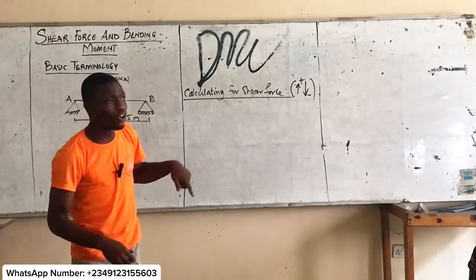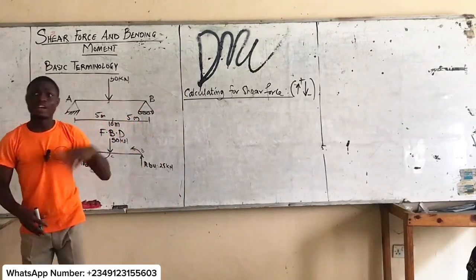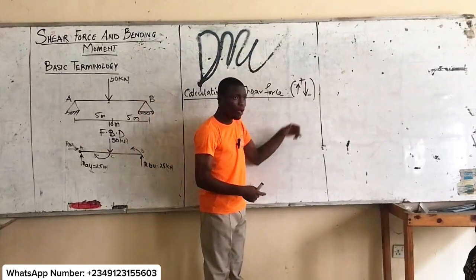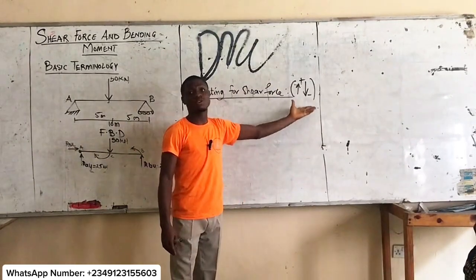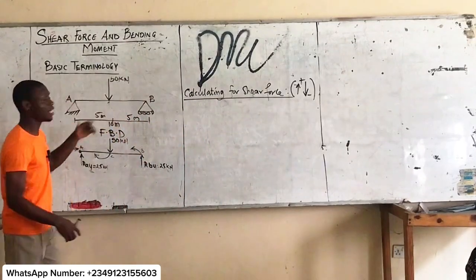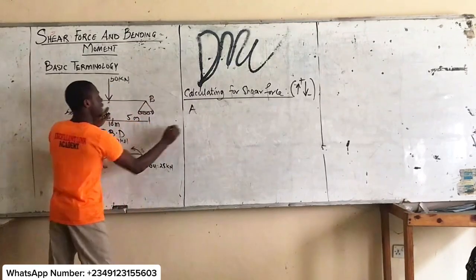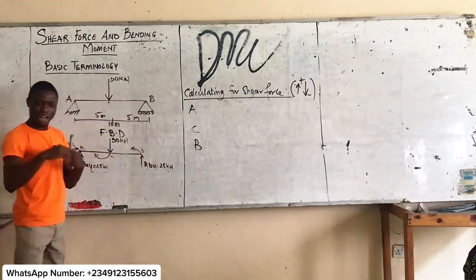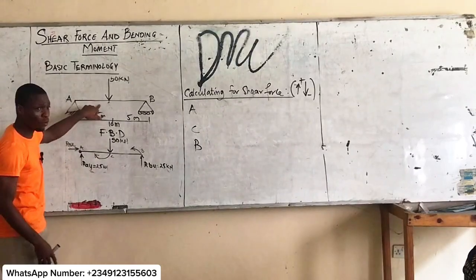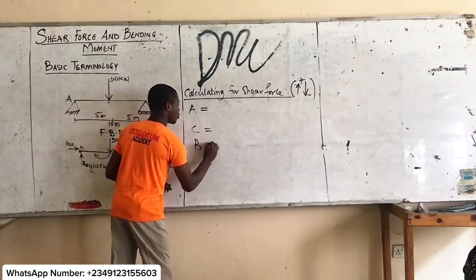So when it comes to shear force, consider two things: either left hand side or right hand side. If the left hand side, upward is positive, down is negative. But let's go with the left hand side calculation, right? So I'm having how many points here? A, C, and B. I'm having point A next to point C and point B. So now, how do you do your calculation for your shear force?